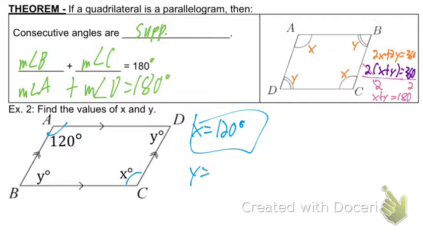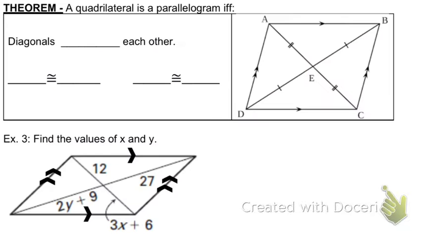Okay, how can we figure out y? Consecutive angles are equal to 180, so 60. Very good. I guess we don't even need the degree symbol there. If you don't need the degree symbol, you could put it. Question on that? Cool.